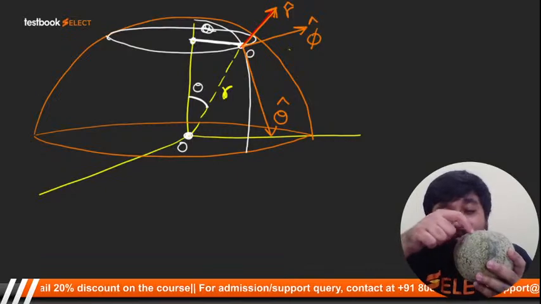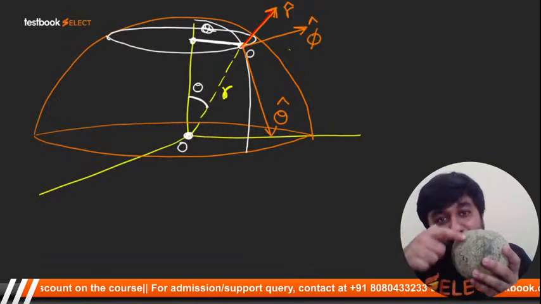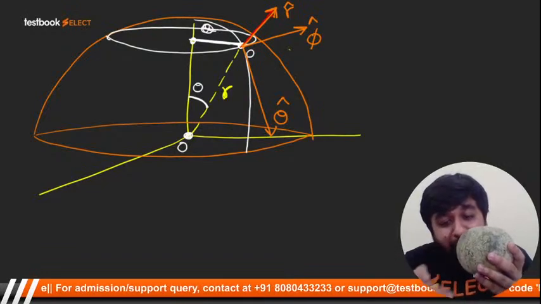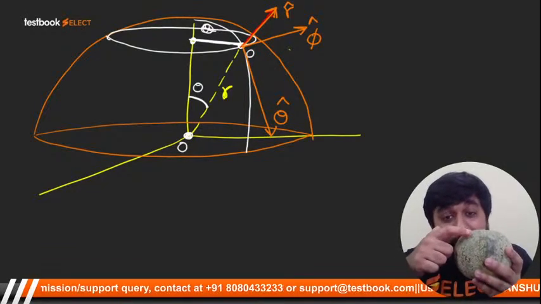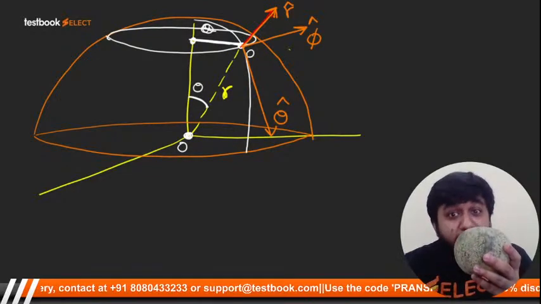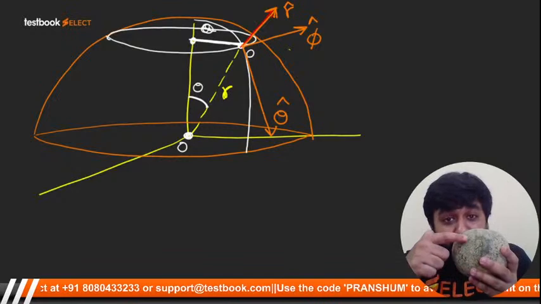But can you see there is a vertical arc also? There is a vertical arc also. So tangent to the vertical arc, that is theta cap. But this theta cap is in vertical plane. It is inclined and it is in vertical plane.